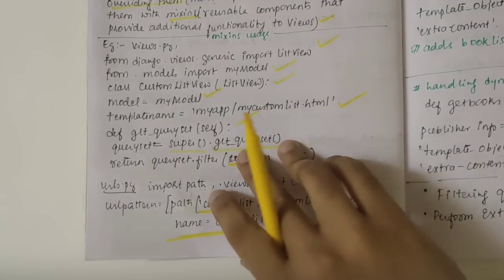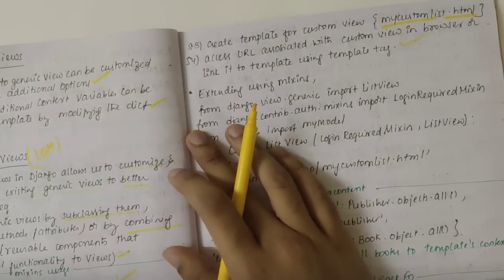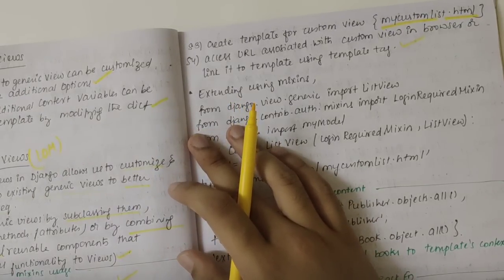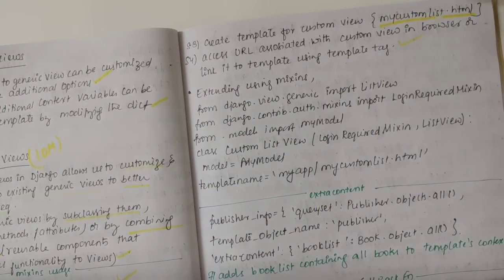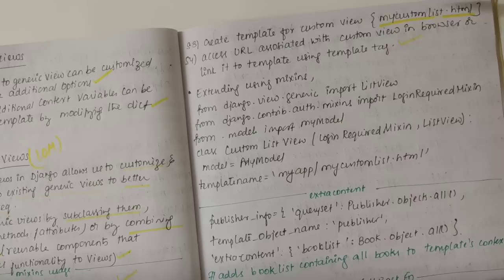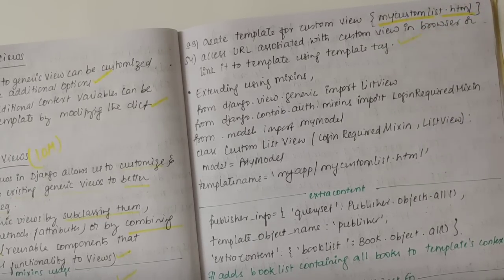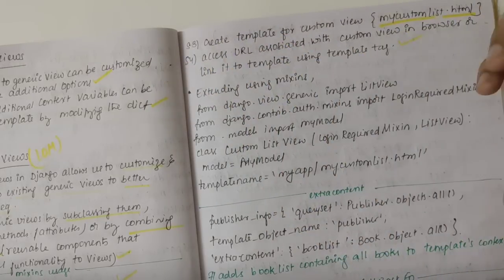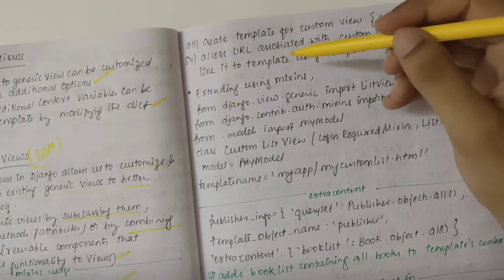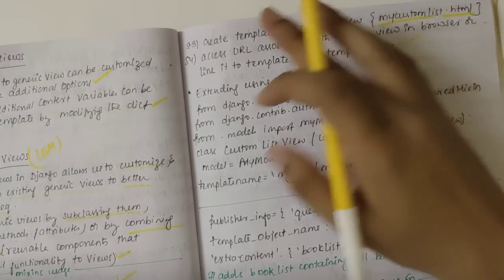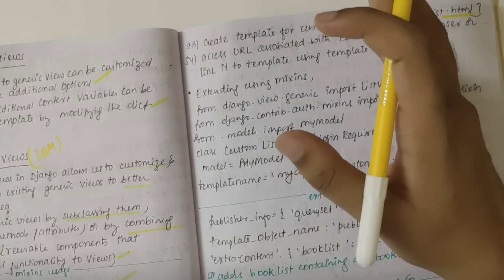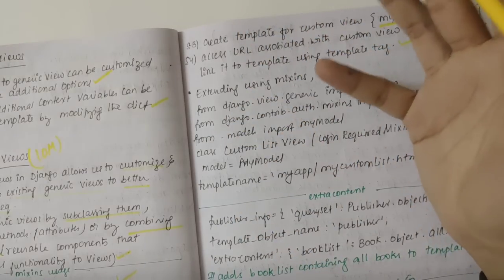After this is done, my next step would be to create the template. Here we made use of one template, right? That is my_custom_list.html. So I'll create the template my_custom_list.html, and I'll specify a welcome message to my custom list. After that, we access the URL associated with the custom view in the browser, or link it to the template using a template tag. So till here it was like a normal generic view code which we would have written.